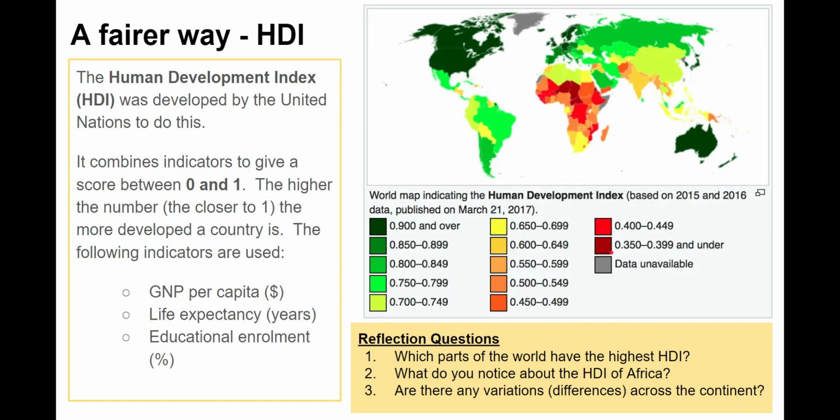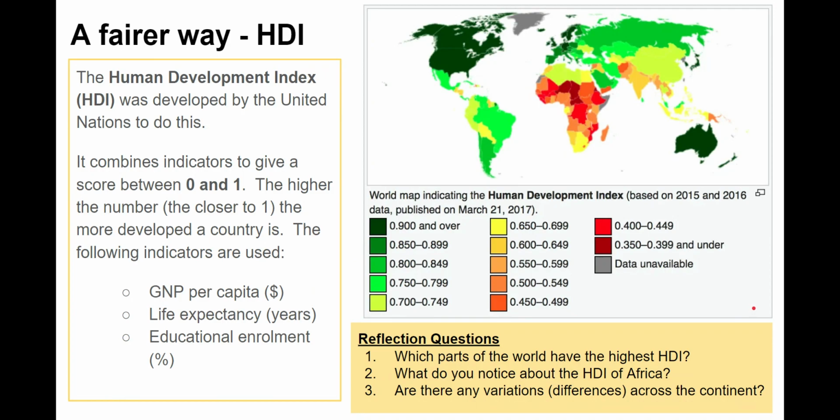What I want you to do now is simply take a look, pause me in just a moment, and take a look at these 3 reflection questions. Once again, note form answer in your book. Which parts of the world have the highest HDI? Make sure you use that key to figure out which colours you're looking at for the highest HDI.